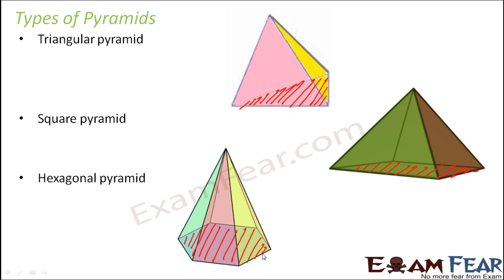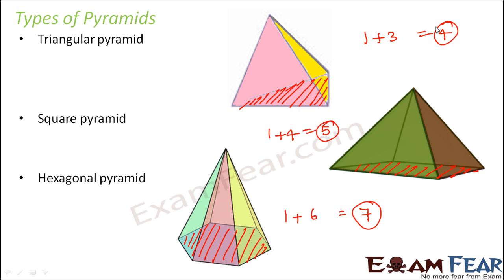Now, for hexagonal pyramids, what would be the total number of faces? One base, which is a hexagon, plus how many triangles? One triangle arising from each side of the hexagon. So there would be 6 more triangles. So a total of 7 faces. If you talk about a square pyramid, how many faces will it have? One square base plus 4 triangles arising from each side of the square. That is a total of 5 faces. Talk about a triangular pyramid. You have a triangular base plus 1 triangle arising from each side of the triangle. That means 3 other triangles. That makes it 4. So a total of 4 faces will be there in a triangular pyramid.